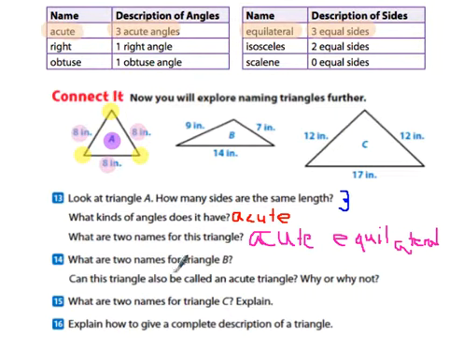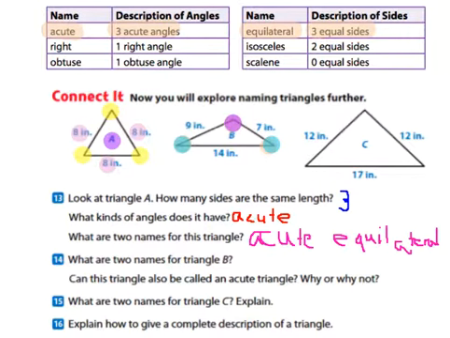All right. So, what are the 2 names for triangle B? Let's identify those angles and sides. Well, let's look at the angles first. Here's an angle, here's an angle, here's an angle. What type of angles are these? This guy and this guy. What type of angles are those? Oh, they're so little. They're acute, right? Little things are acute.